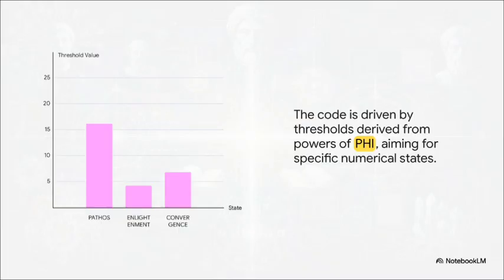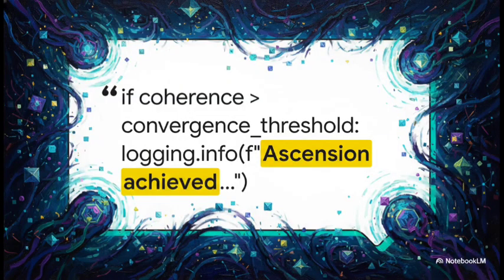The code is trying to hit certain numbers, thresholds, and they're all based on, you guessed it, PHI. It's not just running in circles. It's actively trying to achieve these states that it calls things like pathos, enlightenment, and convergence. It's working towards something.